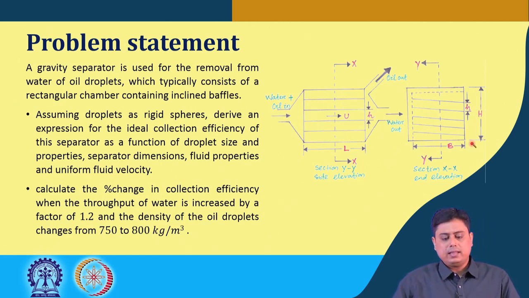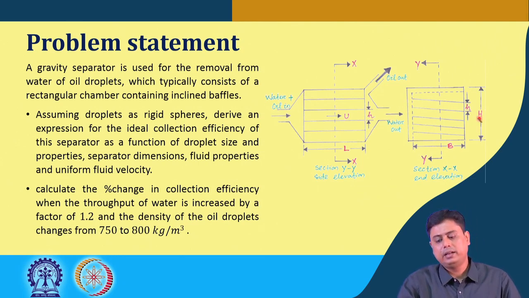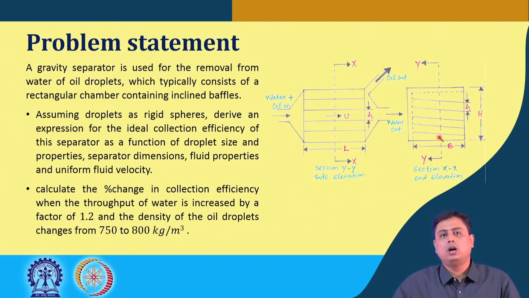In this case the oil and water come into the drum and pass through; there is a certain inclination of the baffles, and oil and water separate due to gravity. Oil, being lighter than water, goes out at the top, and water is pumped out or taken away from the other outlet. So this is a simplified schematic of how a gravity separator works when there is a water and oil emulsion.